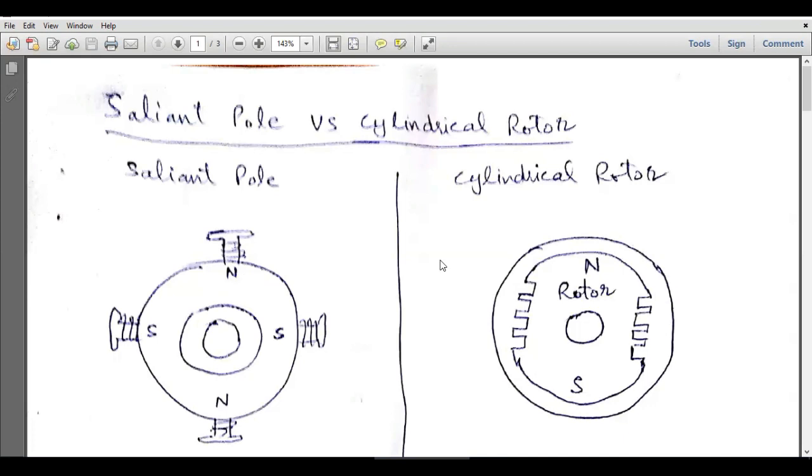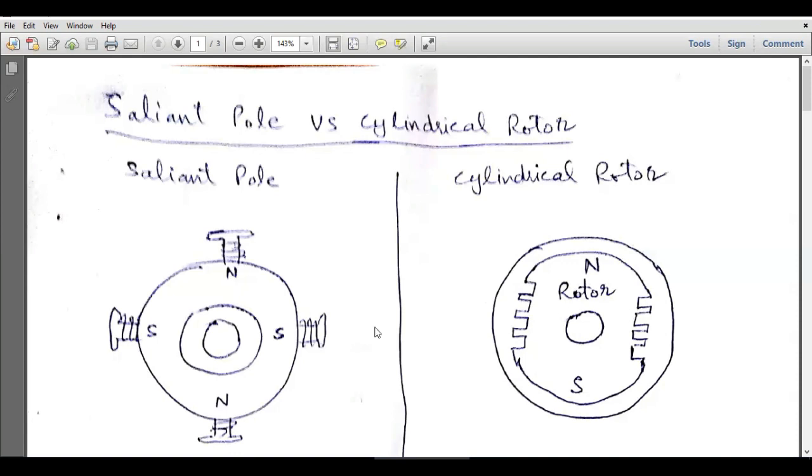The other type of synchronous motor has a cylindrical shaped rotor, which we can observe in this diagram. So this is a cylindrical rotor and there are slots at the outer periphery, and these slots contain the windings to produce the magnetic field in the rotor. Again, this magnetic field of the rotor interacts with the stator magnetic field, and the synchronous motor works due to this attraction between the rotor magnetic field and the stator magnetic field.